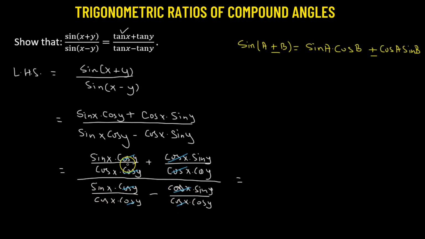And finally we have sine over cosine, so this ratio is the tangent function, so we have tangent of x minus sine y over cosine y, that ratio is tangent of y. Similarly in the denominator we have sine x over cosine x, so that's going to be tangent of x. This is positive, minus sine y over cosine of y, so that's tangent of y. And this is the expression on the right hand side, hence proved.